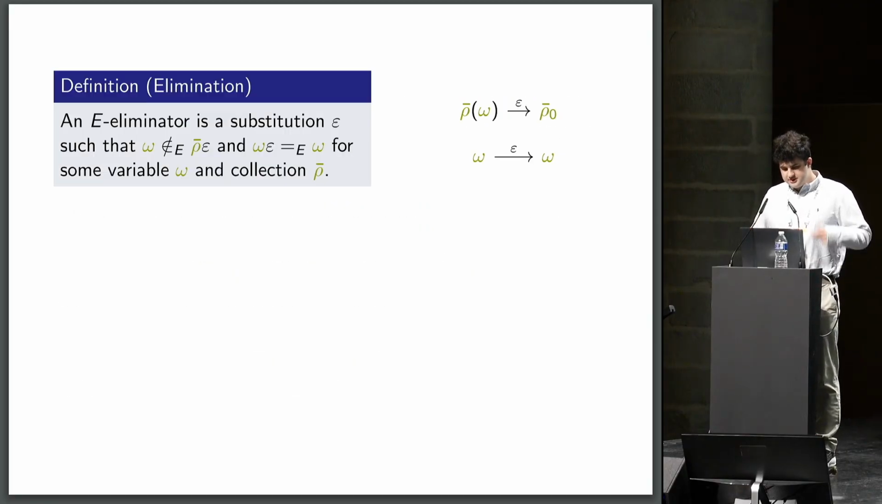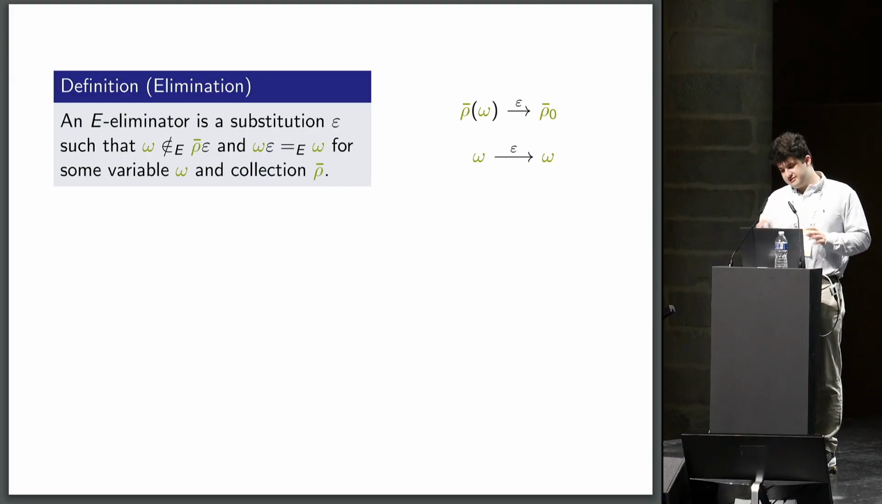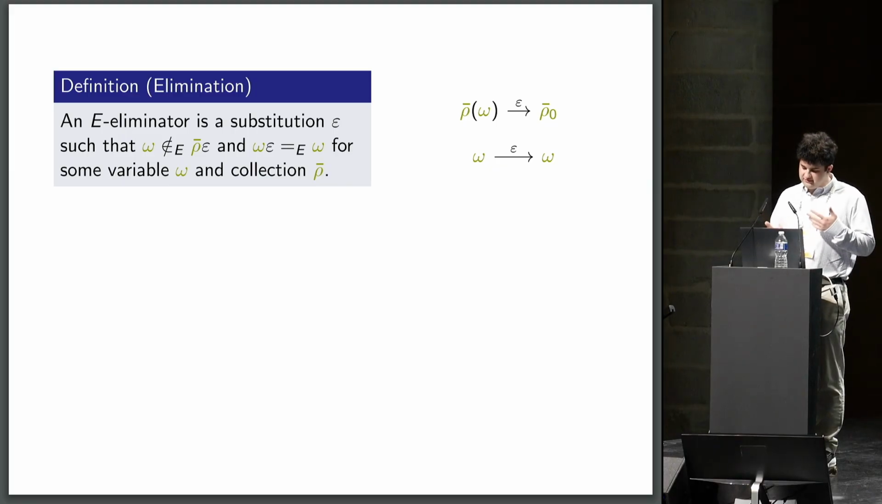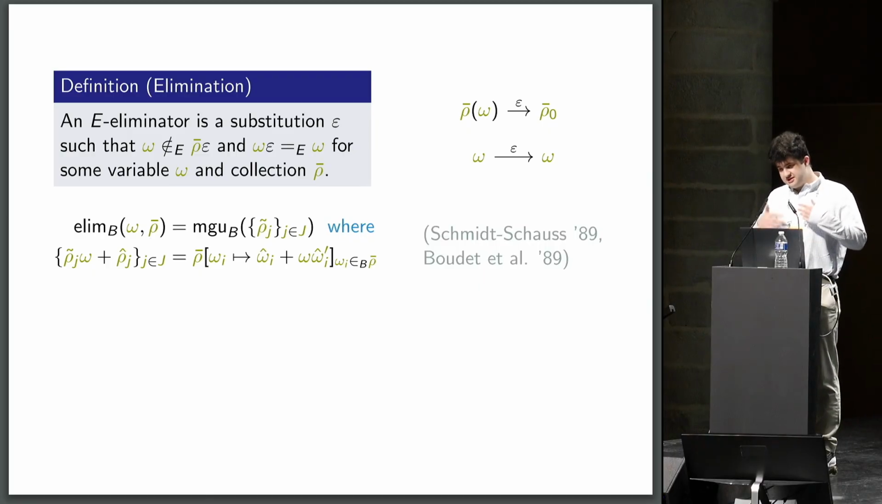Okay. So what is elimination? Well, an E-eliminator eliminates the dependency of a particular variable from a collection of types. Right? So in this case, if you focus on the right, epsilon is eliminating the dependency on omega, but it cannot actually instantiate or replace omega directly. So you have to use nilpotence or annihilation to be able to eliminate the dependency. Okay, and there's a reduction from Boolean elimination to unification from past work.